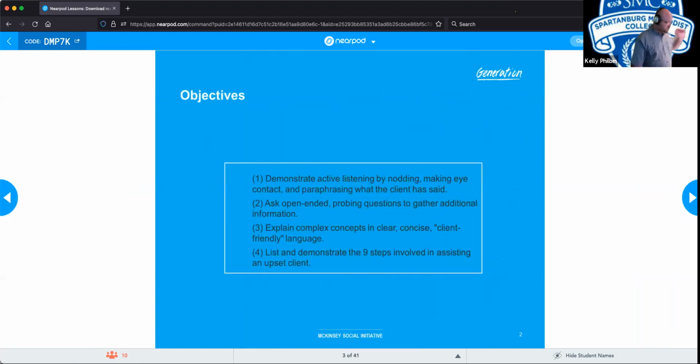The objectives we are trying to achieve in this technical session are to demonstrate active listening by nodding, making eye contact, and paraphrasing what the client has said to ensure that you properly understood what they were communicating to you. Ask open-ended probing questions to gather additional information based on the issues you are seeing, and explain complex concepts in clear, concise, client-friendly language. Lastly, we want to list and demonstrate the 9 steps involved in assisting an upset client. So yes, another list we have to remember.